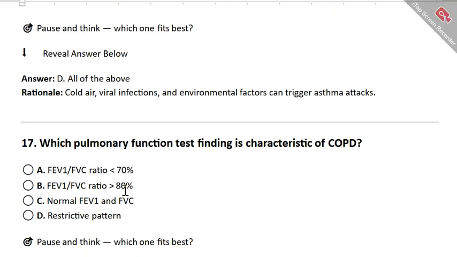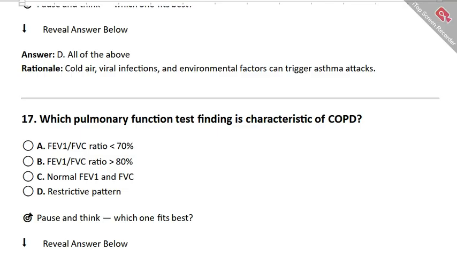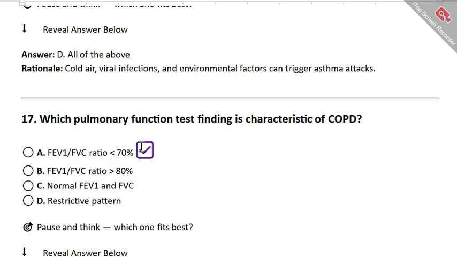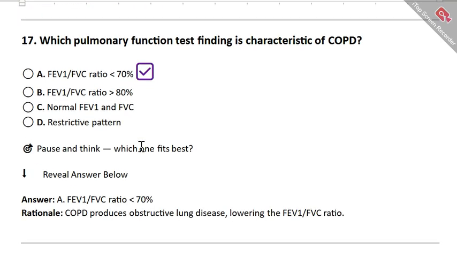Question number 17. Which pulmonary function test finding is characteristic of COPD? In the scenario, the correct option is option A. Let's move to the next question.